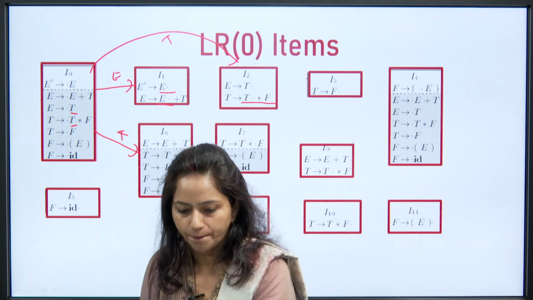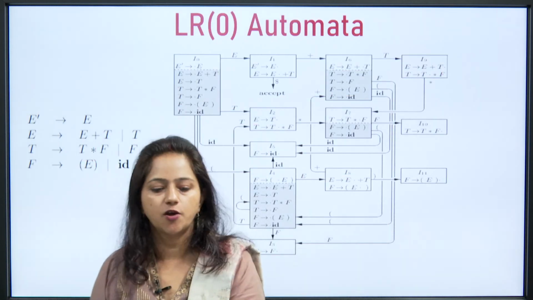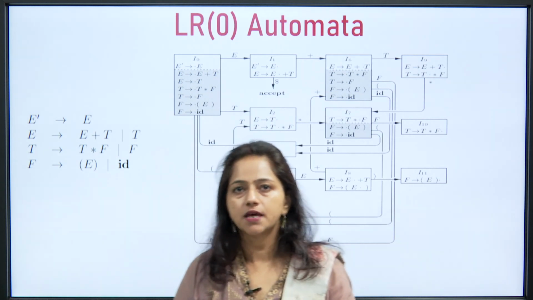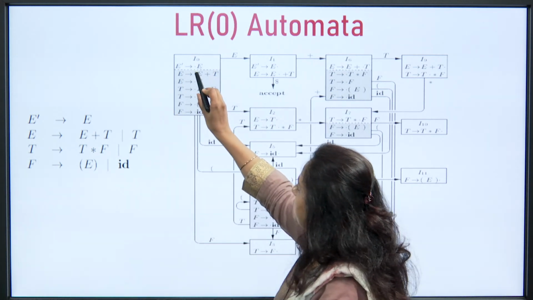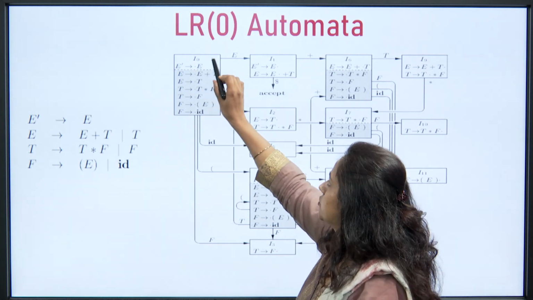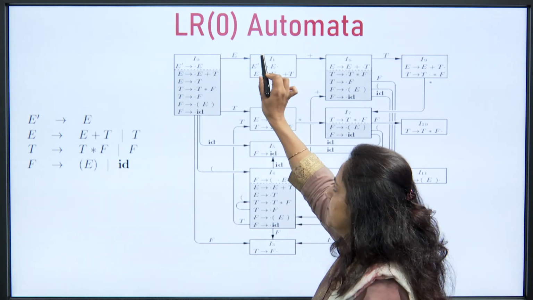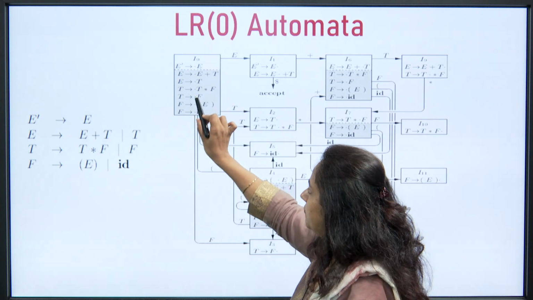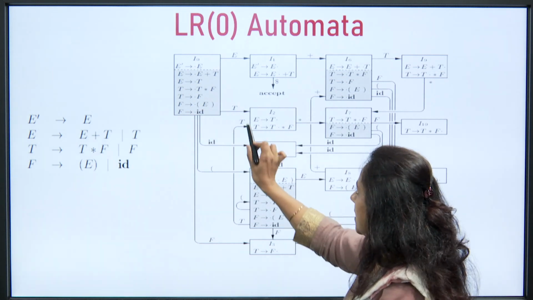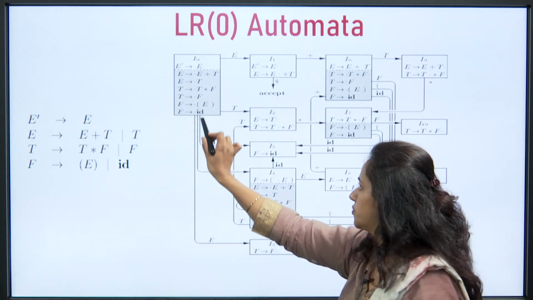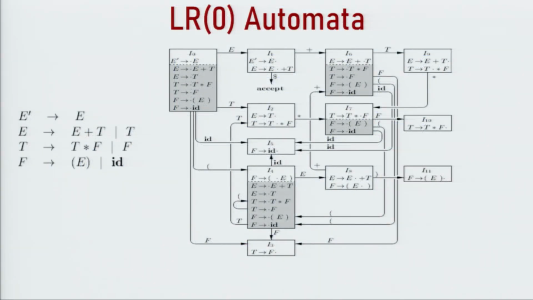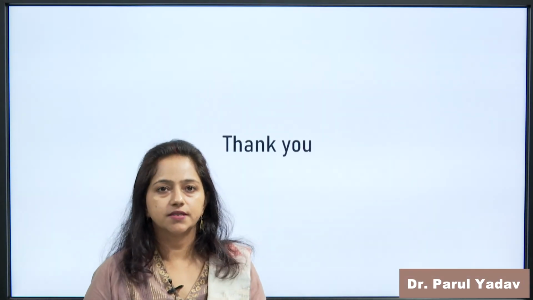So, similarly we can obtain all the LR0 items and we can construct the automaton. Just after the dot we have E, so for E we can get I1. Just after the dot we have T, so with respect to T we can get I2. Similarly, just after the dot we have F, so we can write the I3, and similarly we can complete this automaton. So, this is all for this class. Thank you.